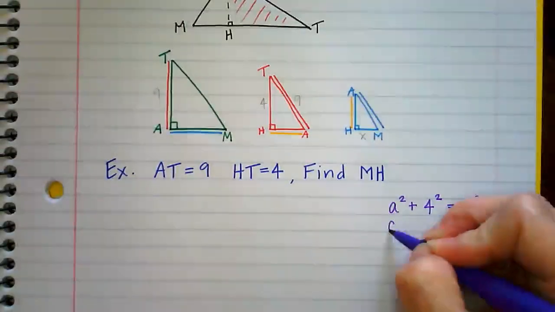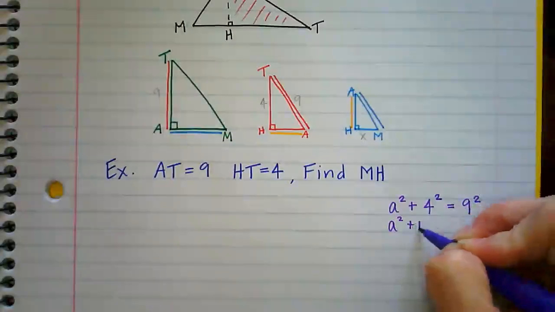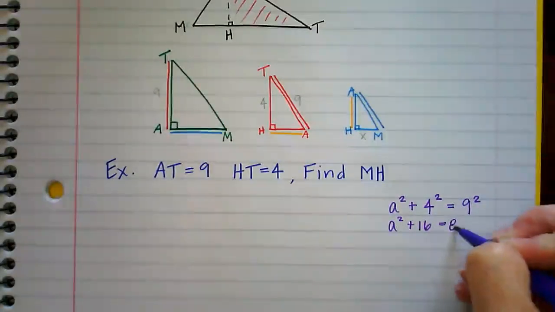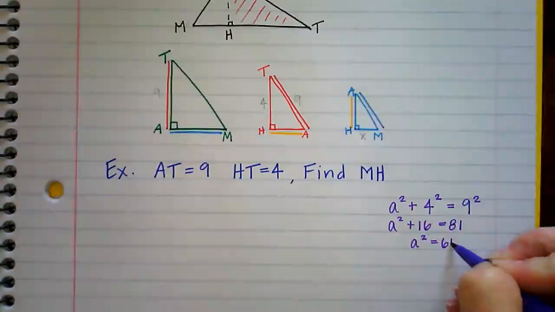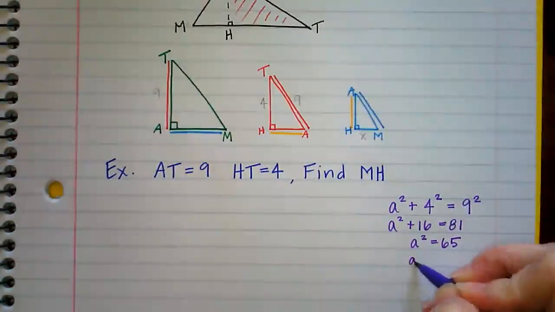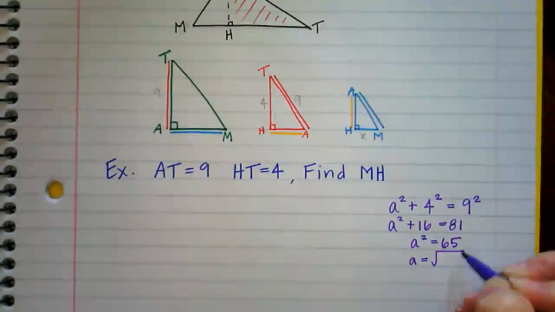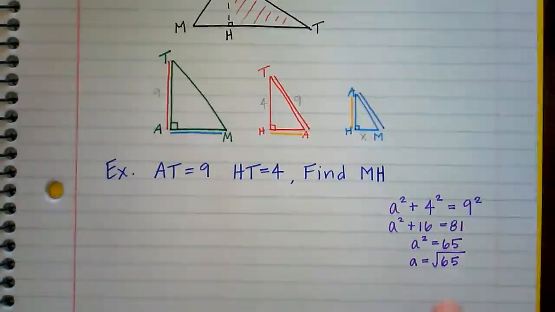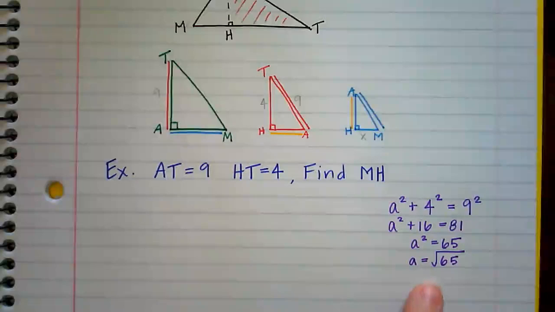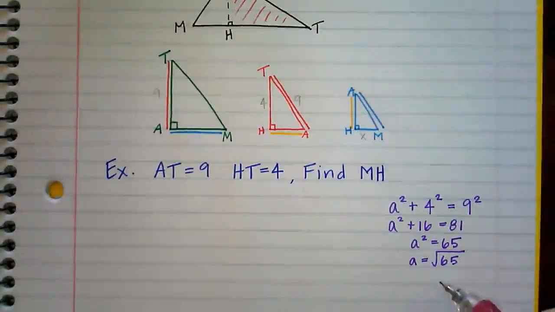So I'm going to do some scratch work over here. So a squared plus 16 equals 81, which means a squared must equal 65, which means a is going to be the square root of 65, which I know I can estimate to be about 8.1, but I'm actually going to leave it as the square root of 65 because that's going to end up being a little bit easier. In just a second, you'll see.